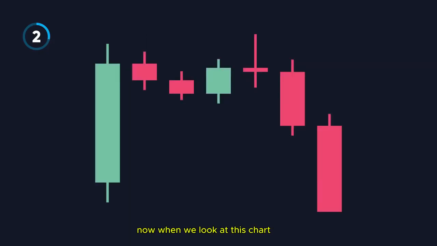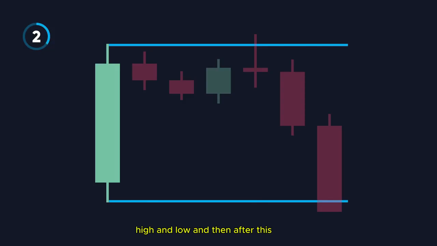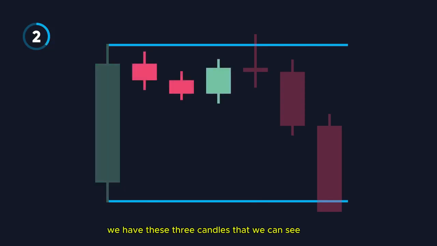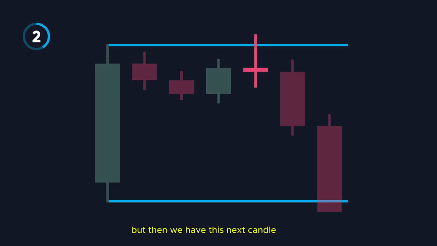Now when we look at this chart, we can see a clear example of the AMD structure that we are looking for. We of course have the first candle that we are using for the candle range high and low. And then after this, we have these 3 candles that we can see haven't moved the price much in either direction. This is the accumulation phase. But then we have this next candle, which creates a sweep on liquidity. And this is the manipulation phase we are wanting to see.